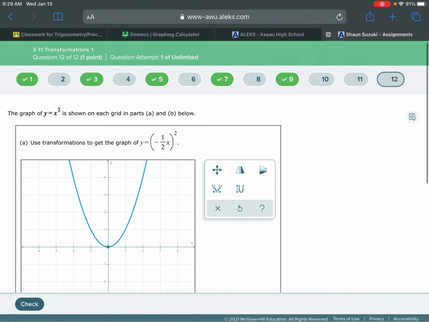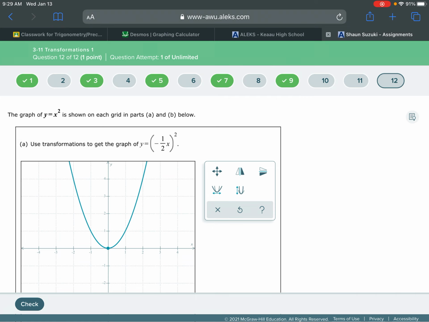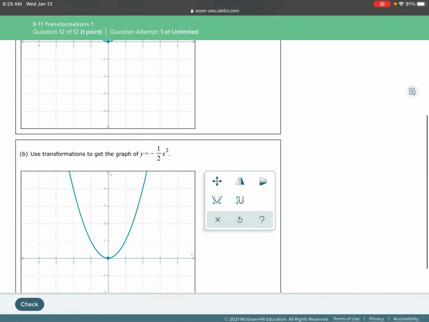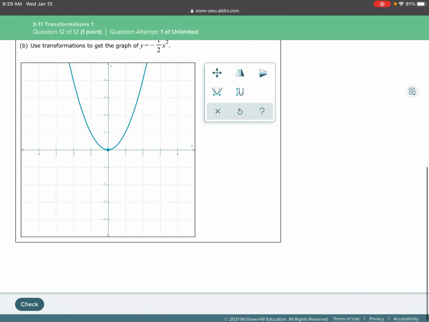I don't know why they have the negative 1/2 in the parentheses. That's something that we're not going to talk about. All right, well, anyways, skip the last one for this one. I'll give you guys full credit.